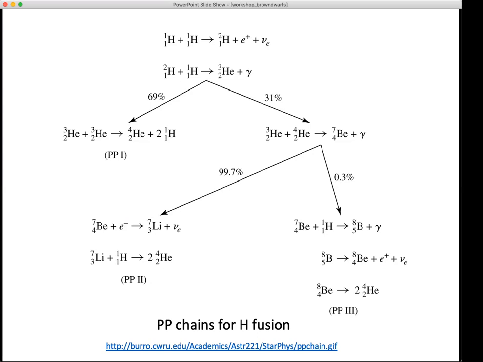So what we're doing is colliding things that are positively charged, and we're getting them close enough together for another force to take over, called the strong force, and that's what binds these nuclei together. But you have to first overcome the electrostatic repulsion of the nuclei, and that's why we need high temperatures. High temperatures and high pressures as well.